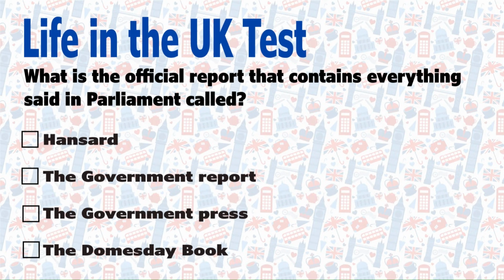What is the official report that contains everything said in Parliament called? Hansard. The Government Report. The Government Press. The Domesday Book. Hansard. Proceedings in Parliament are broadcast on television and published in official reports called Hansard.